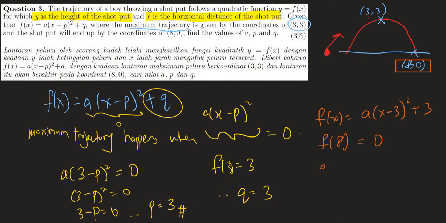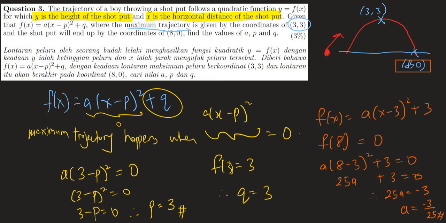So it means that when I put in x equals 8, I will get 0. From here, I can get 5. From here, I can solve for my a because I have numbers and only one variable. So I solve this. This is 5 squared, 25. So 25a is negative 3. a is negative 3 over 25. And because the projectile is the shape like this, as expected, our a is a negative number.